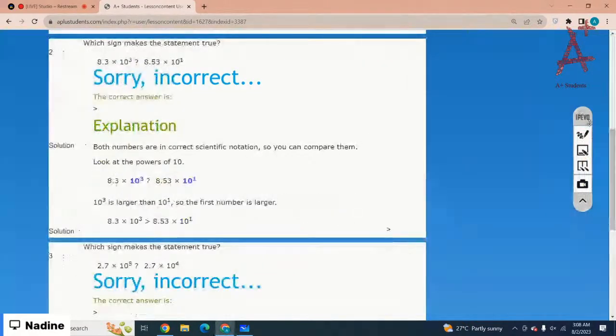The other example is 8.3 times 10 exponent 3 and 8.53 times 10 exponent 1. So just compare the powers of 10. The first one is 10 exponent 3 and the second one is 10 exponent 1. So 3 is greater than 1, right? That means 8.3 times 10 exponent 3 is greater than 8.53 times 10 exponent 1.